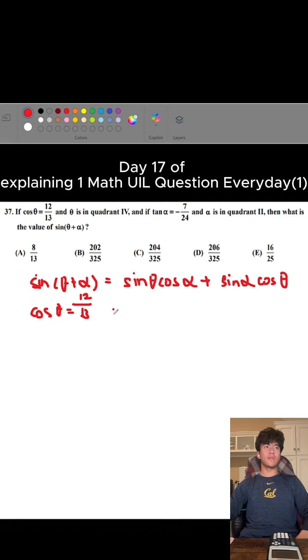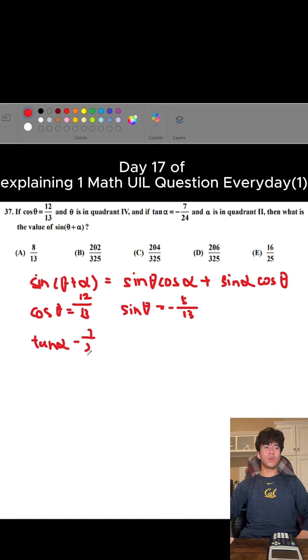So we know that our side is 5, so the sine theta will be 5 over 13, because that's your other side, and that's your hypotenuse. It's in quadrant 4, which means that sine will be negative, so we need to put a negative sign. And now we know tangent alpha is negative 7 over 24.